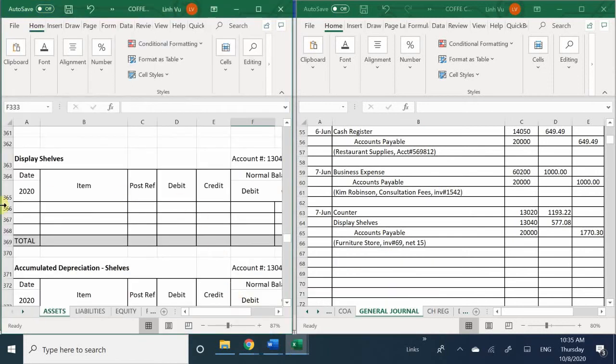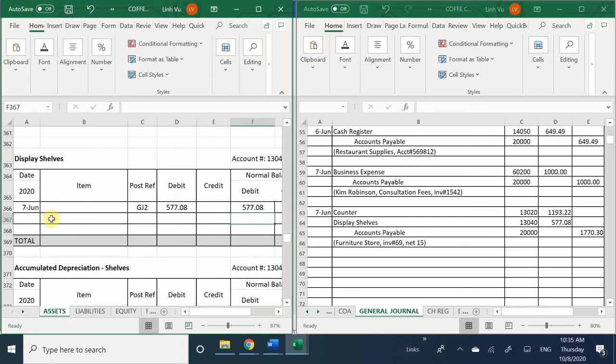So going back to this, now I'm on my display shelves. So I'm going to go ahead and indicate that it's when I got these on the 7th. Post reference is going to be my general journal number 2. And I'm debiting it for 577.08. Okay, just exactly how I have it in my journal. And there you go, 577.08.